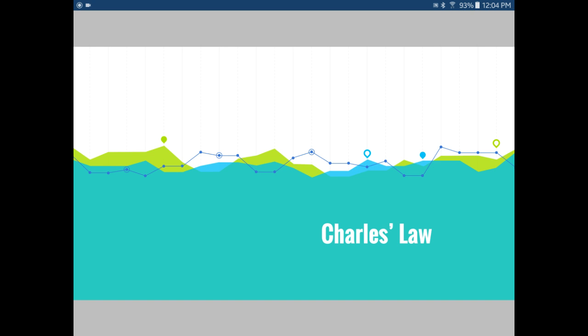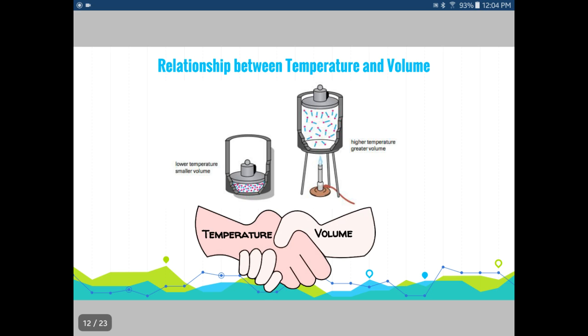Let's take a look at our next law in our gas law unit. The next law is called Charles' law. Now, Charles' law is looking at the relationship between temperature and volume. In our Boyle's law example, we looked at the relationship between pressure and volume. So now we're looking at temperature and volume.